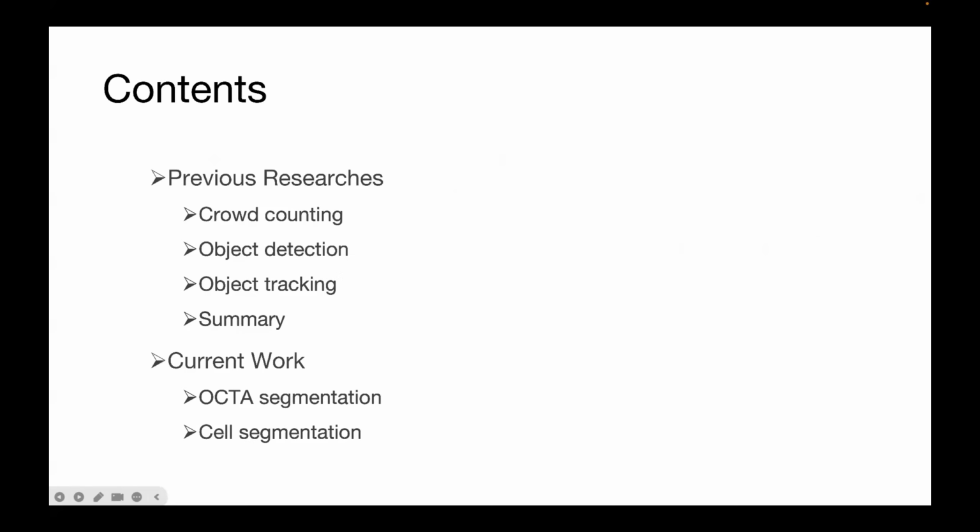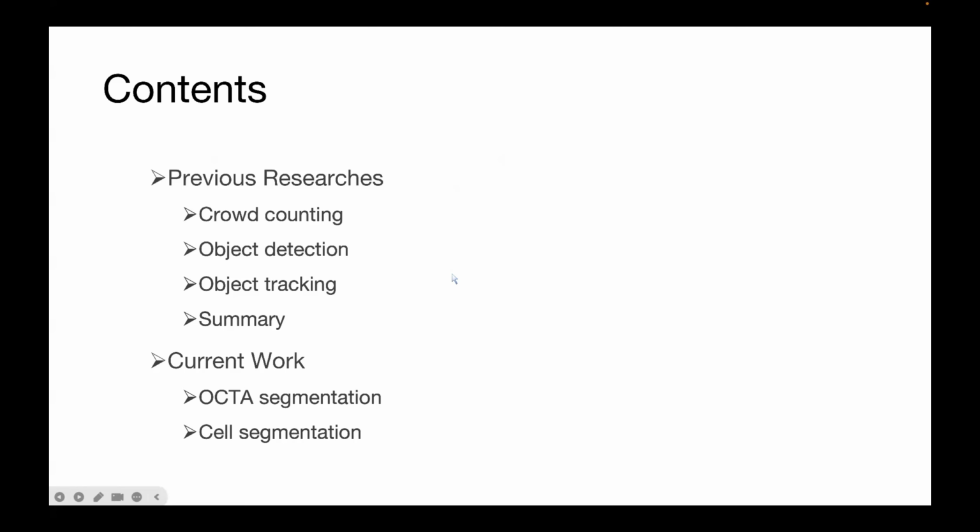Okay. So here is the content of my presentation. It consists of two parts. The first part is about some researches I did during my PhD time, and the second part is about what I'm currently doing. So in the first part, I will just go through the different applications I did during my PhD time. And after that, for the current work, I will introduce what I'm doing. Basically, it's about medical segmentation. So yeah, these are the two parts.